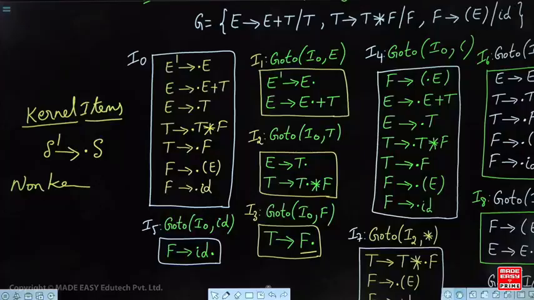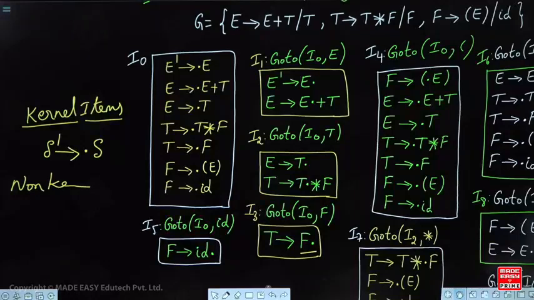If you give different numbering to the states, or different numbering to the productions, anyway you do, the entries will be the same. Of course, instead of S5 it may be S7, but the entry will be S7 or S5 only, like that.